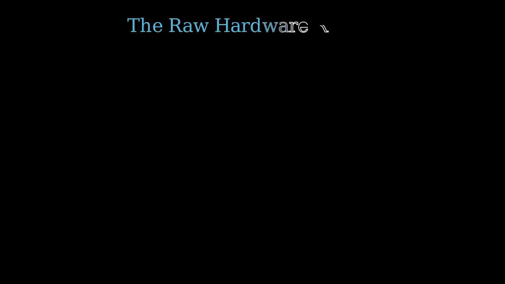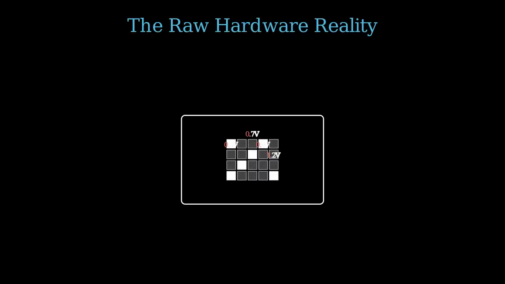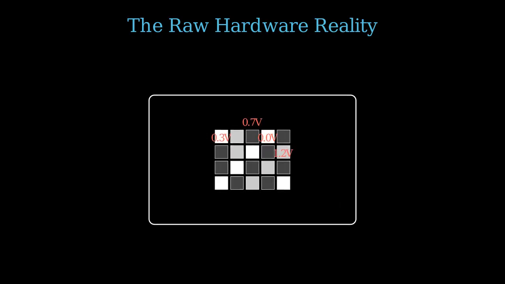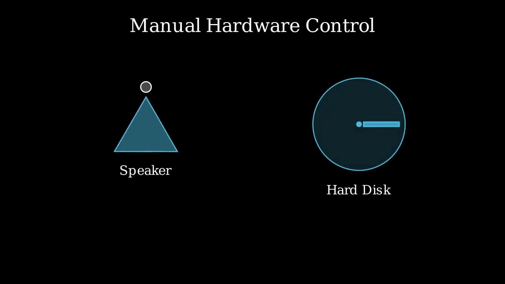Imagine you're writing a video game code and you just want to draw a character on the screen. But without an operating system, you don't have a screen, you have millions of individual pixels that need specific voltage instructions. To make sound, you'd need to manually vibrate the speaker membrane, and to save progress, you'd have to physically position the hard drive head.